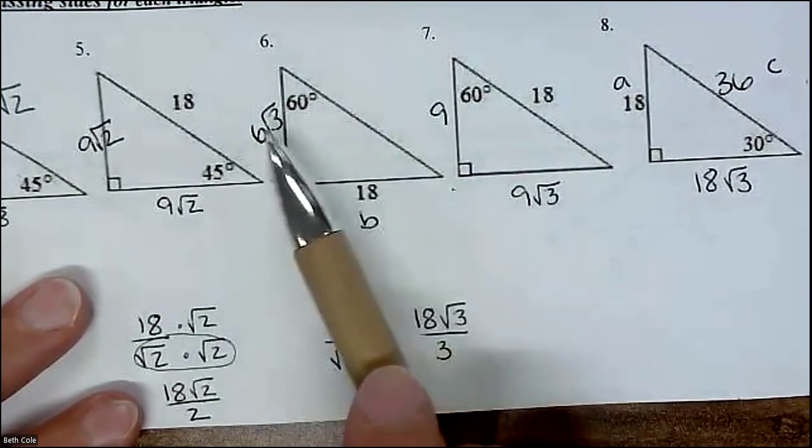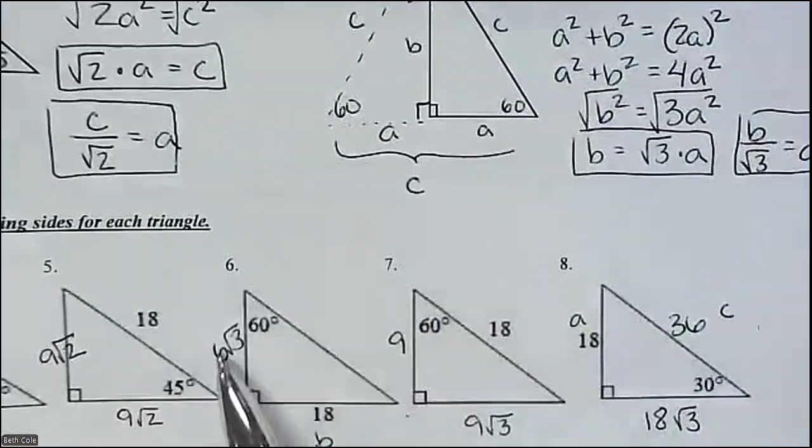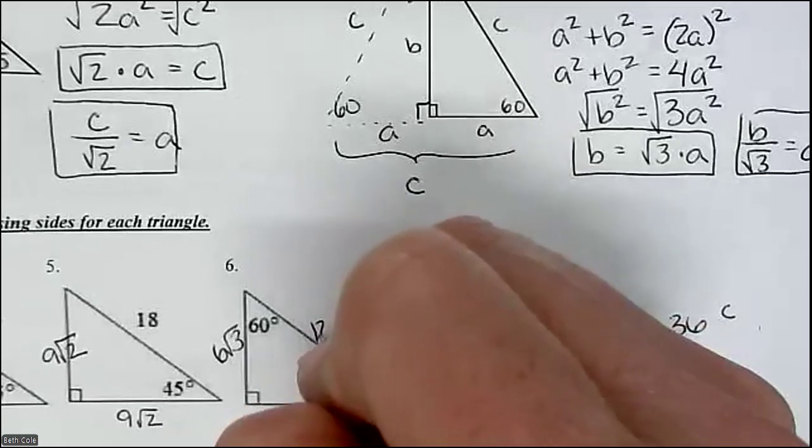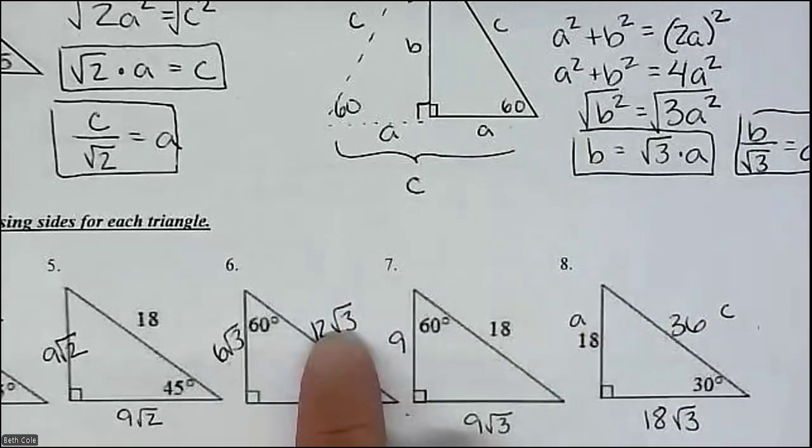Last one. To get from A to C, look back at your picture. You just double it. So 6 times 2 is 12. The square root doesn't change, though. You just multiply the whole thing by 2. Just 6 times 2 is 12.